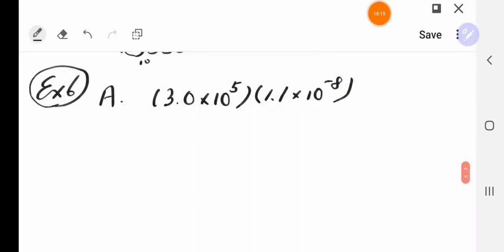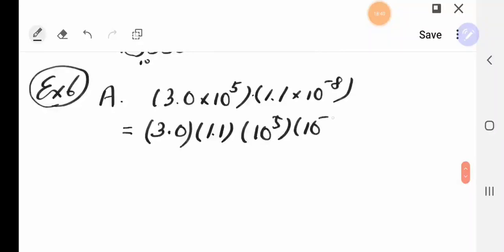Exercise 6, letter A. This is multiplying or dividing in scientific notation. This is a product, and product means multiply everything. So we can multiply the numbers 3 and 1.1, and also multiply the exponential forms, 10 to the 5th power and 10 to the negative 8th power. Once we multiply the numbers 3 and 1.1, that is 3.3. And then the exponential forms: we have 2 exponential forms with the same base, which is 10.